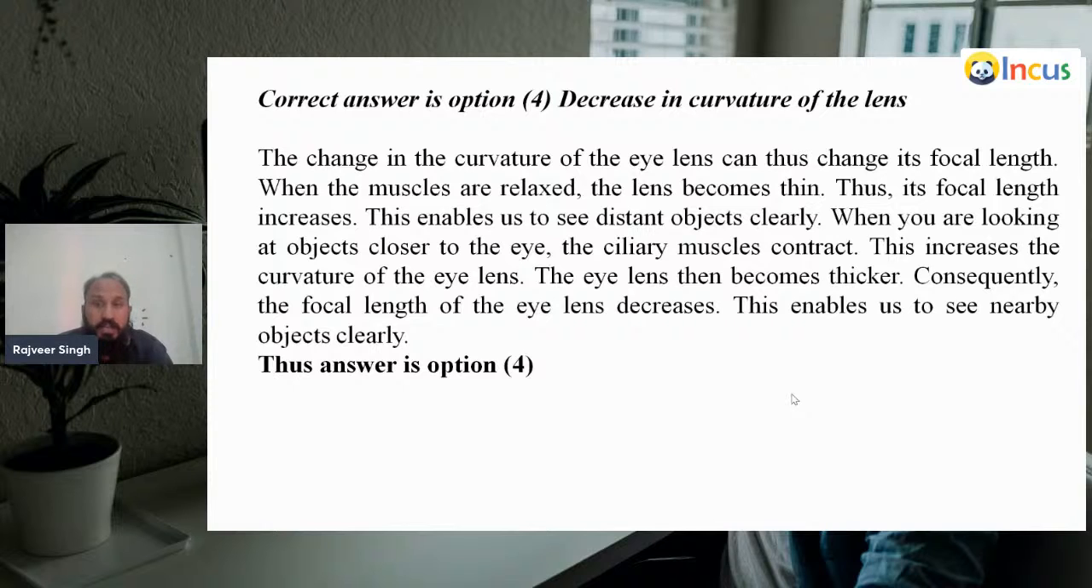When you are looking at an object closer to the eye, the ciliary muscles contract and this increases the curvature of the eye lens, and the eye lens then becomes thicker. Consequently, the focal length of the eye lens decreases. This enables us to see nearby objects clearly. So the answer will be fourth.